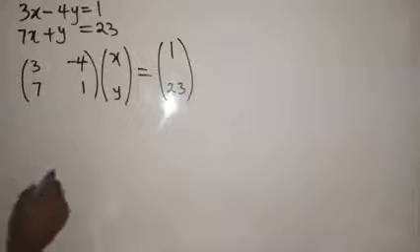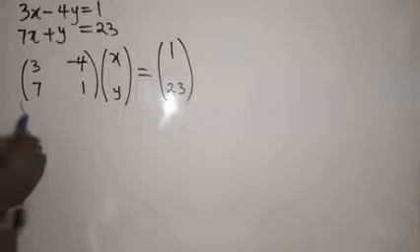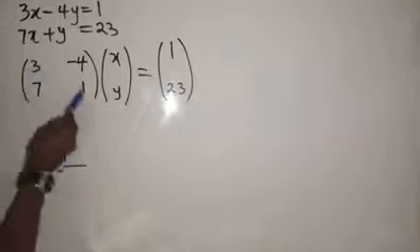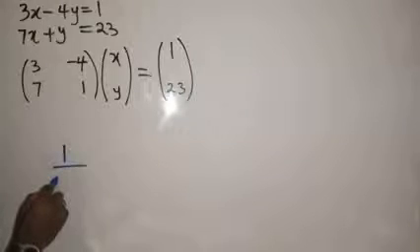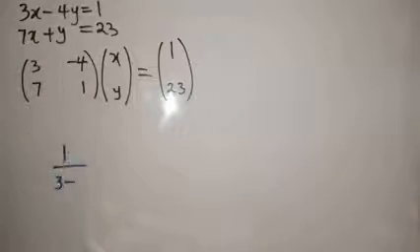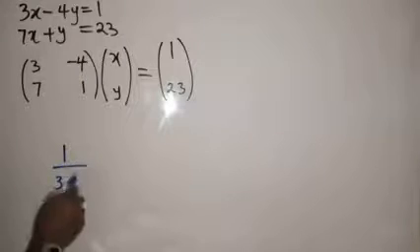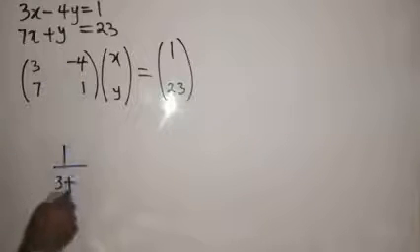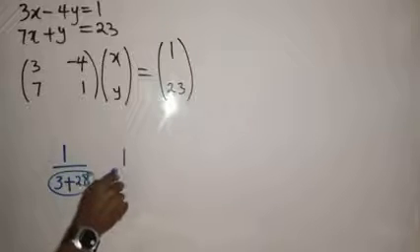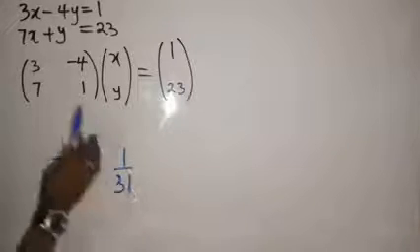The first thing we're going to do here is to find the determinant. The inverse will be 1 over this and this will give you 3, minus this and this will give you 28. And there's another minus there, so making plus 28. Which when I add it up will give me 1 over 31. I hope that is clear.